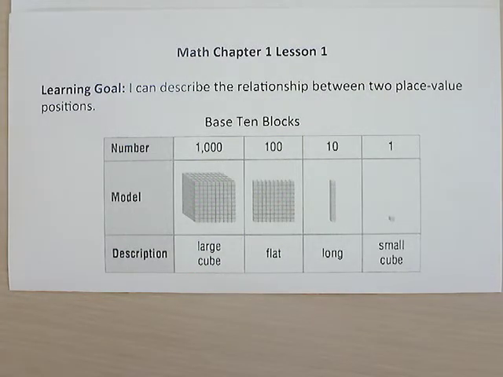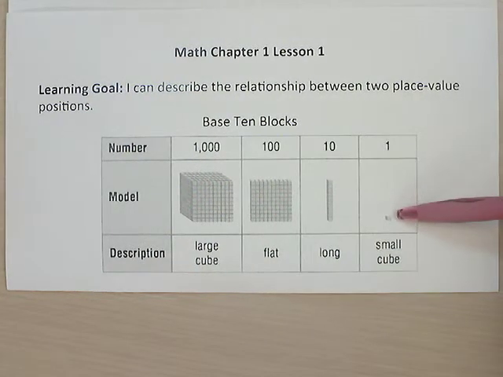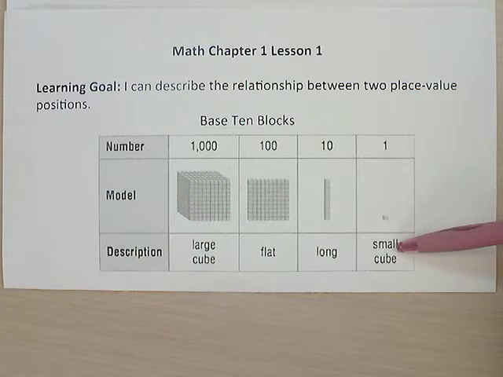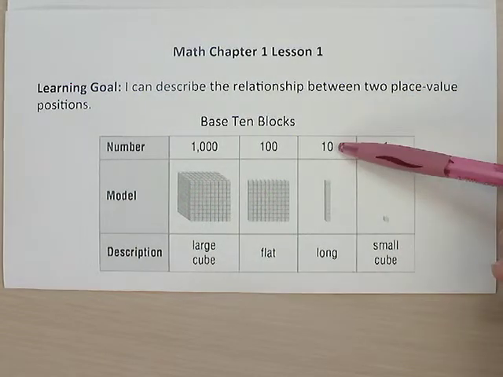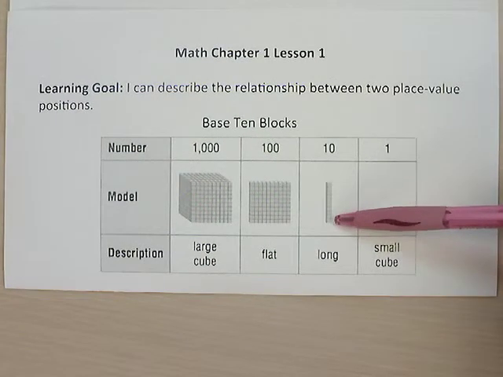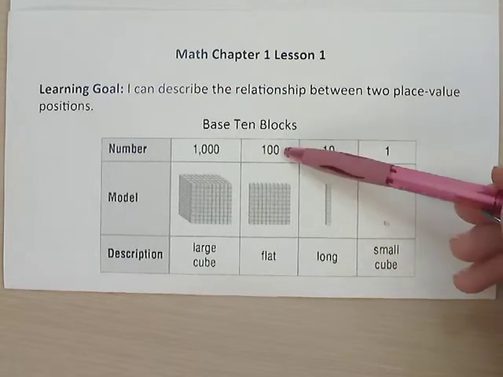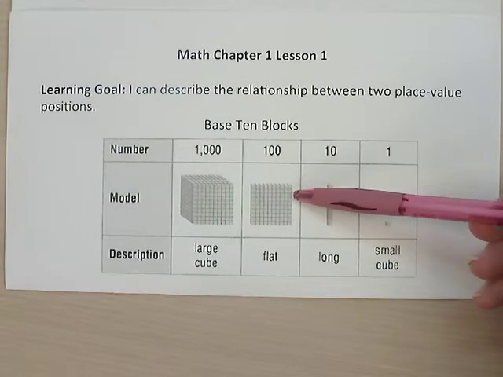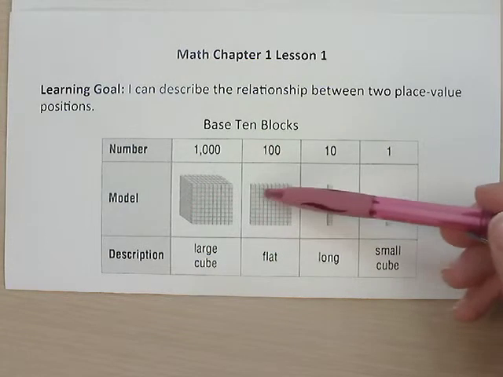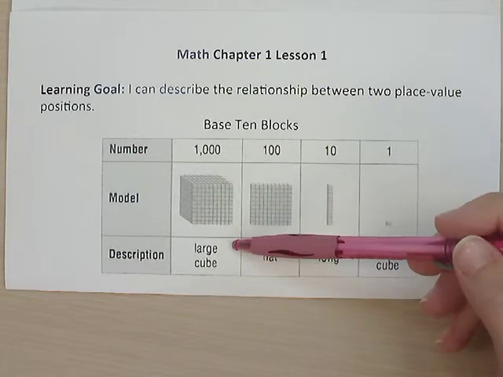So on this base 10 blocks chart we have, it shows our place value positions. As you can see, our ones place is represented by just one cube, and that would be called a small cube. Then you have the tens place, which is represented by this long rod that has 10 sections in it, and that's called a long. Our hundreds place, there would be 100 little sections in there, and it's called a flat. And then you have your thousands place, and there's 1,000 sections there, and it's called a large cube.